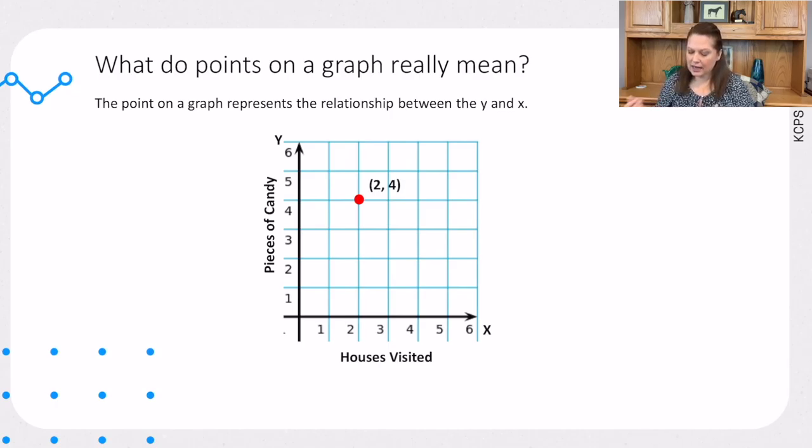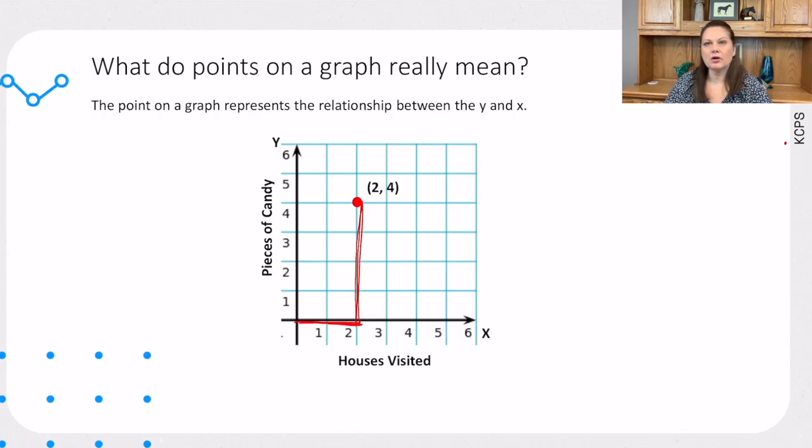Now, I used Halloween as our example because it's coming up shortly. And you'll notice as I look at my graph, I'm going to go over 2, and that means I'm going to visit 2 houses. And then I'm going to go up 4, meaning each of those houses is going to provide a total of 4 pieces of candy.